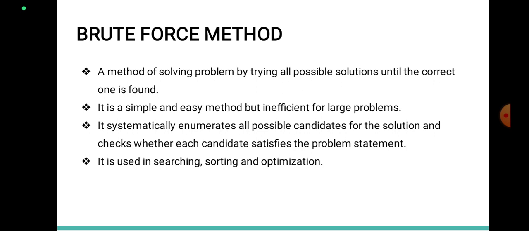It is a method of solving the problem by trying all possible solutions until the correct one is found. So we will check until the correct solution is found. It is a simple and easy method, but it becomes inefficient for large problems. It systematically enumerates all possible candidates for the solution and checks whether each candidate satisfies the problem statement. So it is used basically in searching, sorting and optimization.